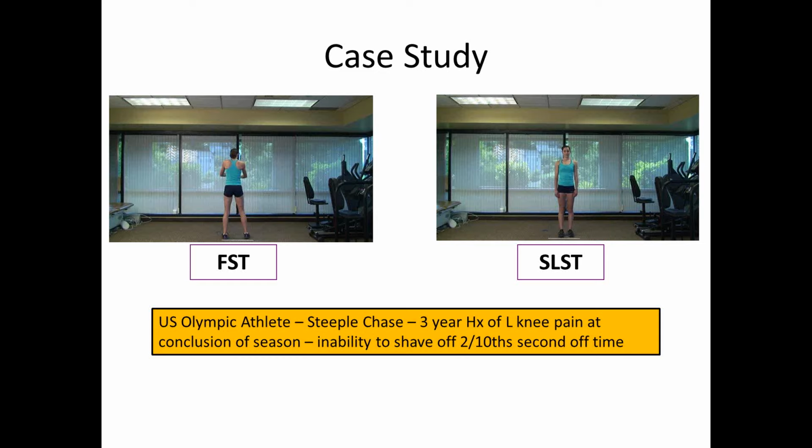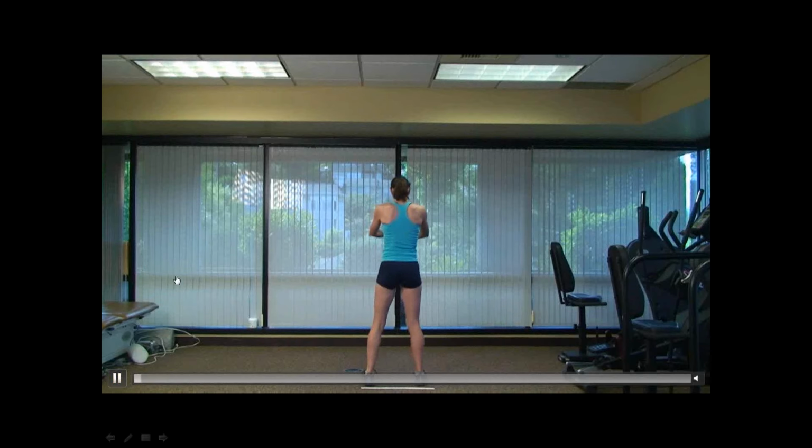So briefly, we'll look at 2 of the movements. This is a U.S. Olympic athlete, a steeplechaser. She's got a 3-year history of left knee pain. At the conclusion of her season, not throughout her season, but at the conclusion of her season, which is an essential time for her because that's where she's moving into nationals and also into Olympic trials. So for her, the big thing is that she wanted to shave off 0.2 of a second. So let's look at her real briefly.